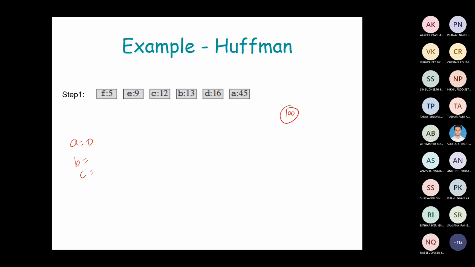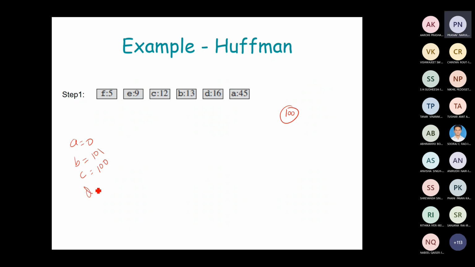Others should also try. Yes, sir. You tell me the letters, I'll tell you the final answer. A is 45, so for 45 it's 0. B is 13, so for 13 it's 1, 0, 1. C is 12, so 12 is 1, 0, 0.